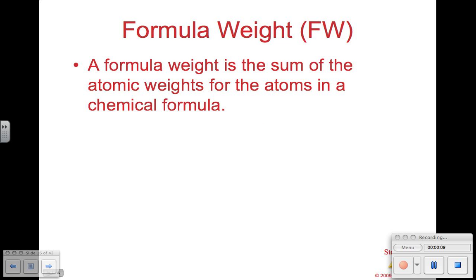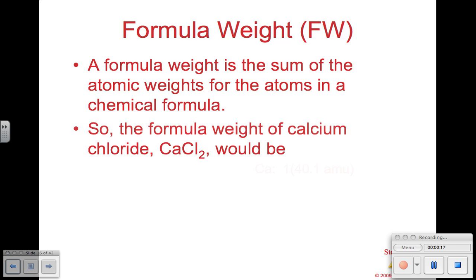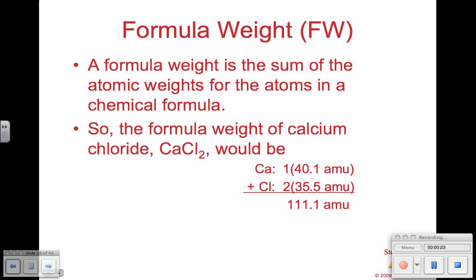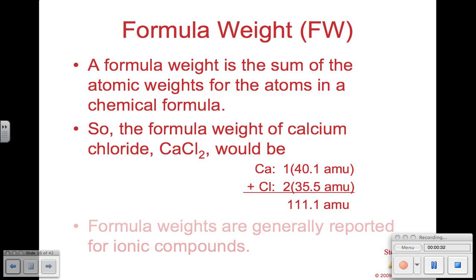So when we talk about formula weights, they are the sum of the atoms' weights for the atoms in the formula. You've calculated them before. When we talk about formula weights, we're talking about the weight of an individual ionic compound. So not its mass in grams, but masses in AMUs. That's what formula weight is based on. Like calcium chloride here: the mass of one calcium atom is 40.1 AMUs, and two chlorine atoms is 35.5 AMUs each. And these are typically done for ionic compounds.